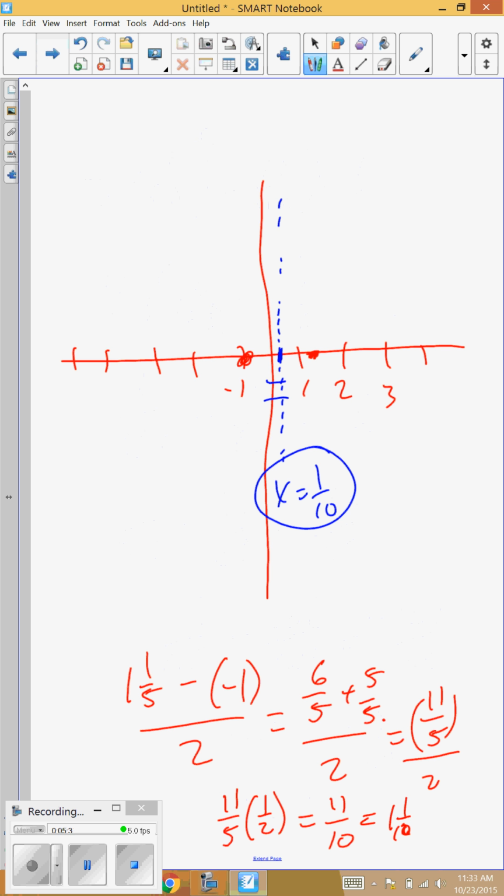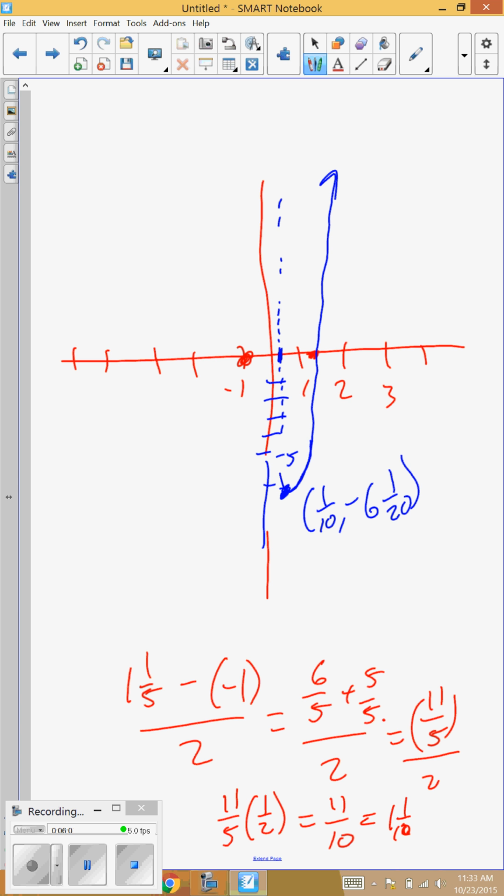1, 2, 3, 4, 5, negative 5. Negative 6, 1/10, comma, negative 6 and 1/20th. I got an extra mark in there. There's my vertex from there. I know that it's going to connect up through these x-intercepts, and I've got a rough sketch of my graph.